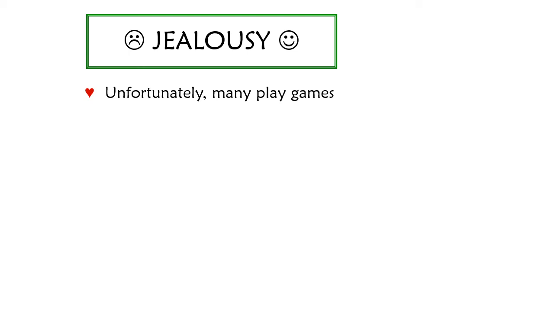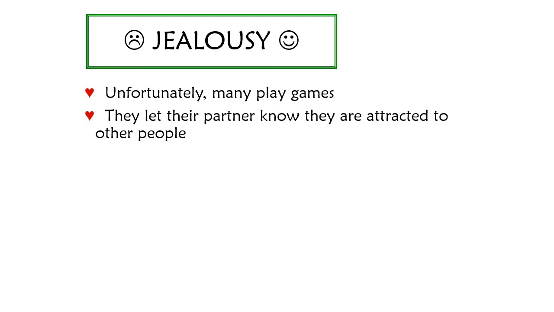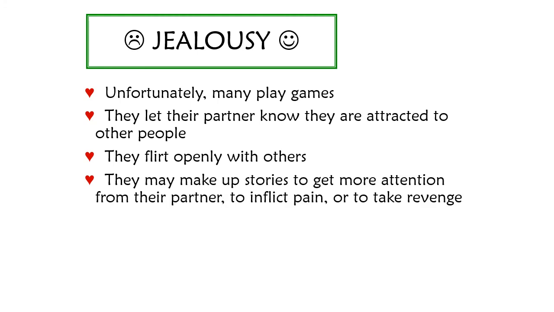Many people play games. What I mean by this is people will try to make their partner jealous. They'll let their partner know they're attracted to other people. They might flirt with other people. They're doing this in order to possibly get commitment out of their partner, but what's been found in research is eliciting this type of jealousy just tends to be self-destructive in the relationship. Flirting openly with others, as I said, that type of thing. Making up stories to get more attention from the partner in order to inflict pain or take revenge, or to try and get a commitment out of their partner.